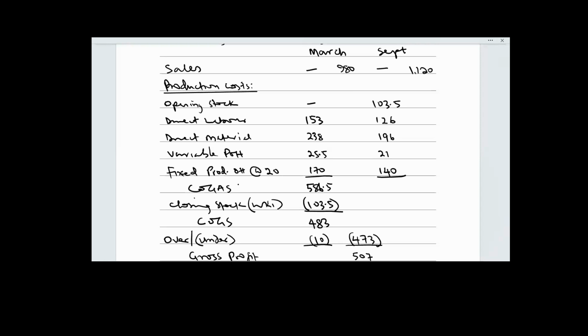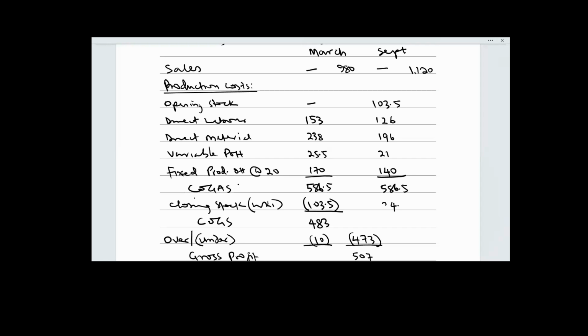586.5. Okay. Then closing stock. We have done closing stock before, which is 24. Is it 24 or 34? I think it's 34.5.